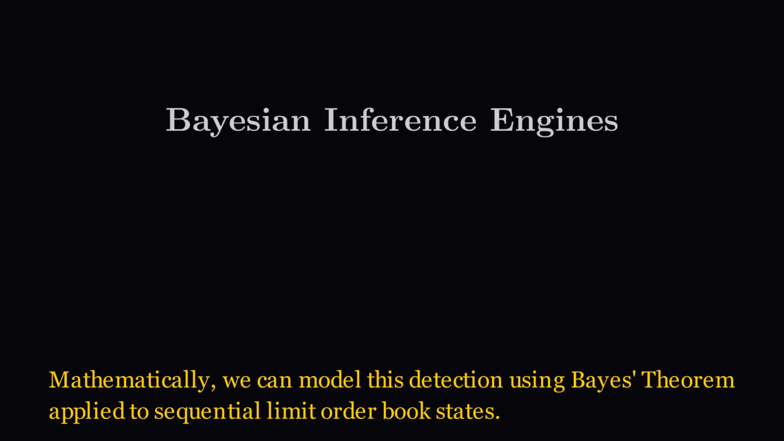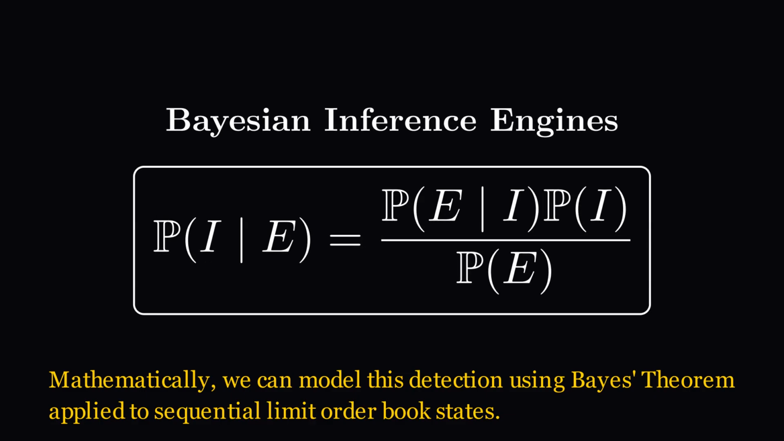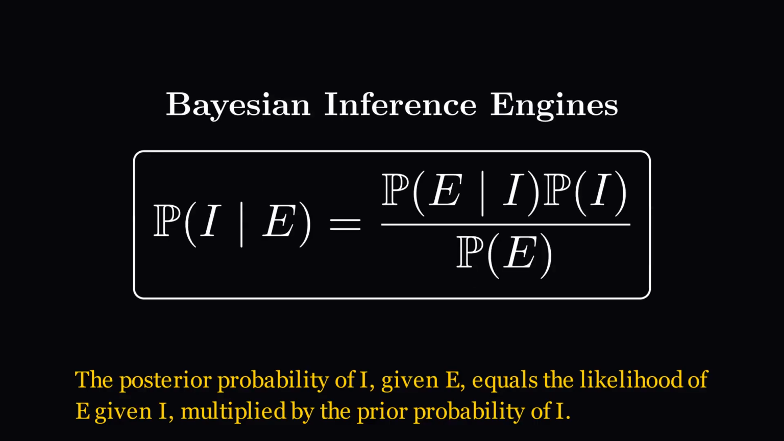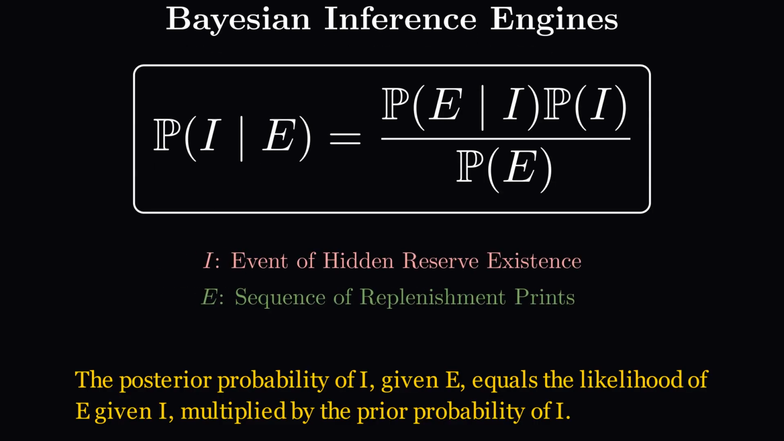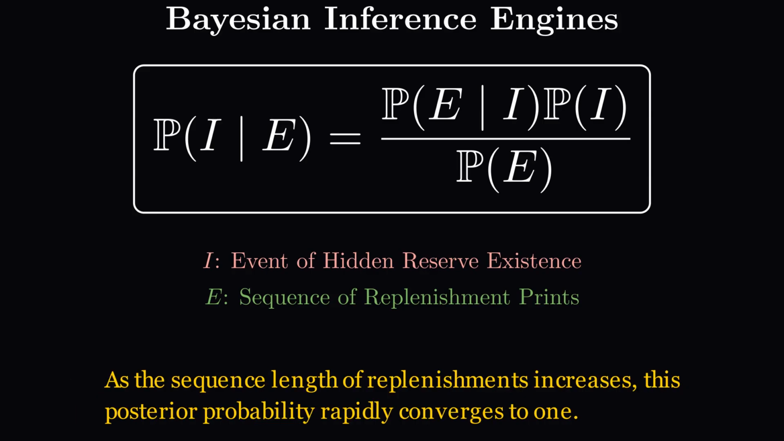Mathematically, we can model this detection using Bayes' theorem applied to sequential limit order book states. Let the event I represent the existence of a hidden reserve, and E represent a sequence of replenishment events. The posterior probability of I, given E, equals the likelihood of E given I, multiplied by the prior probability of I. This numerator is strictly divided by the marginal probability of observing the sequence E under any circumstance. As the sequence length of replenishments increases, this posterior probability rapidly converges to 1.